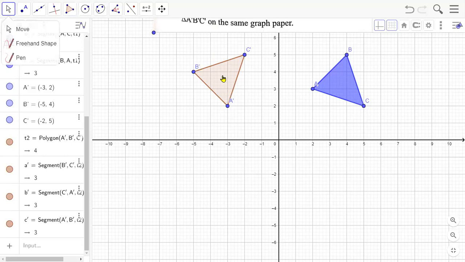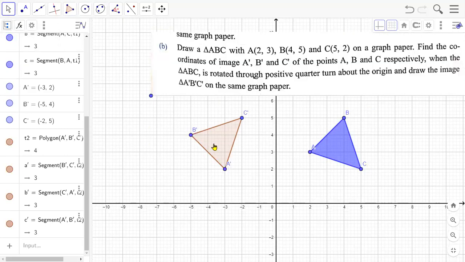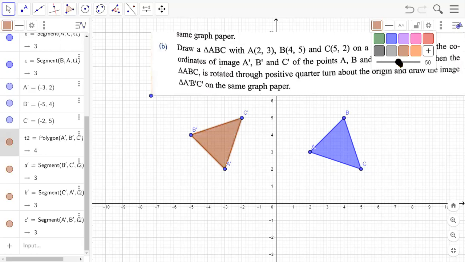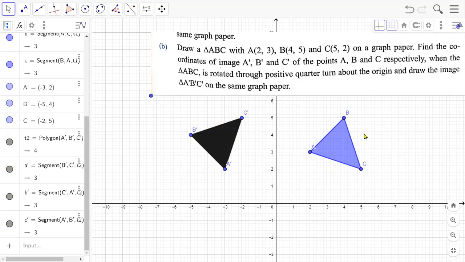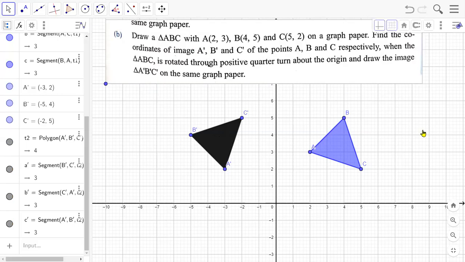Here this blue color triangle is the object triangle, and this black color triangle is the image triangle after rotating. And what will be the next step? We are not finishing the whole task, some steps remain. What will be the next steps? Can you guess?